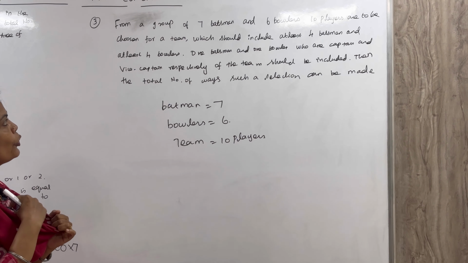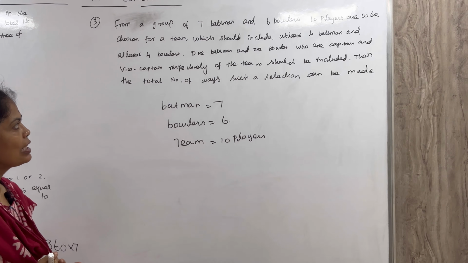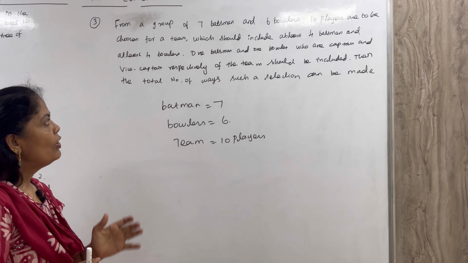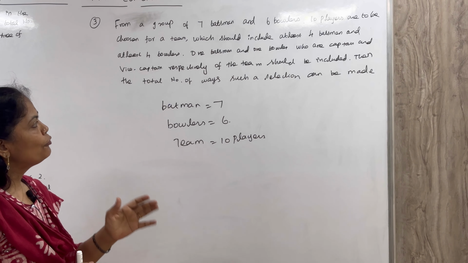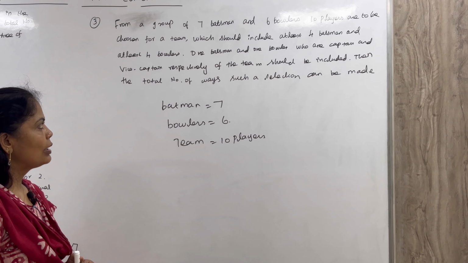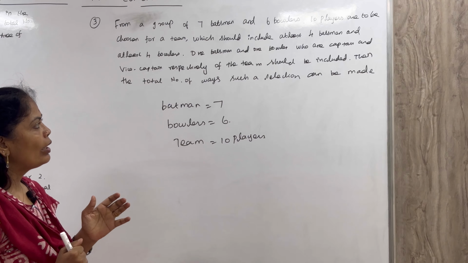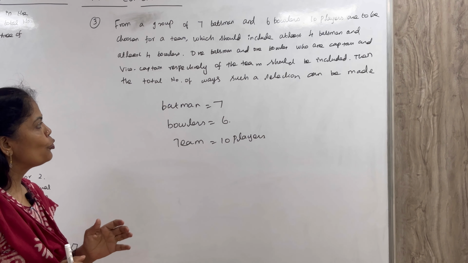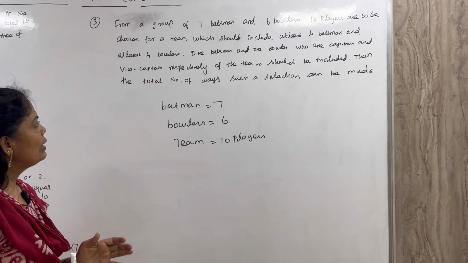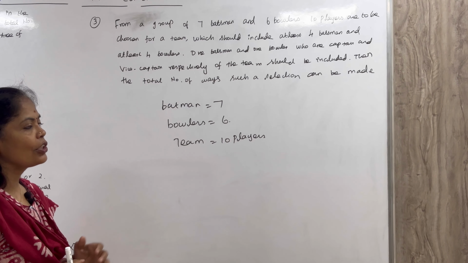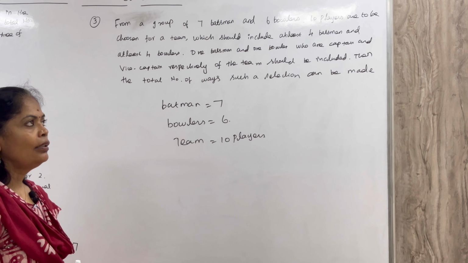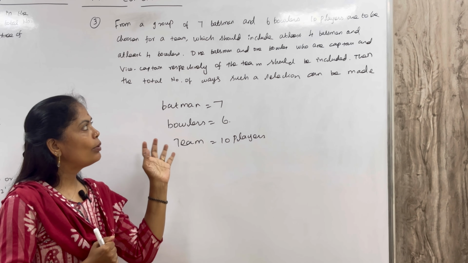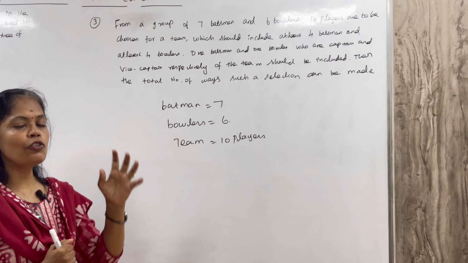From a group of 7 batsmen and 6 bowlers, 10 players are to be chosen for a team, which should include at least 4 batsmen and at least 4 bowlers. 1 batsman and 1 bowler, who are captain and vice captain respectively of the team, should be included. Then the total number of ways such a selection can be made. Okay, the team has to be 10 players. In the 10 players, 4 bowlers and 4 batsmen should be there.